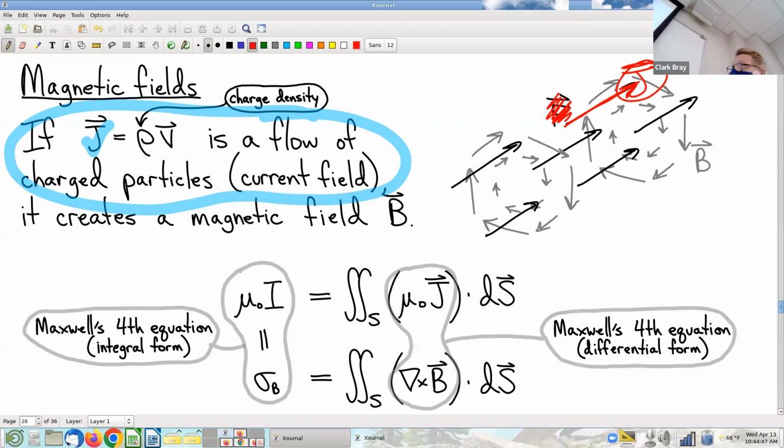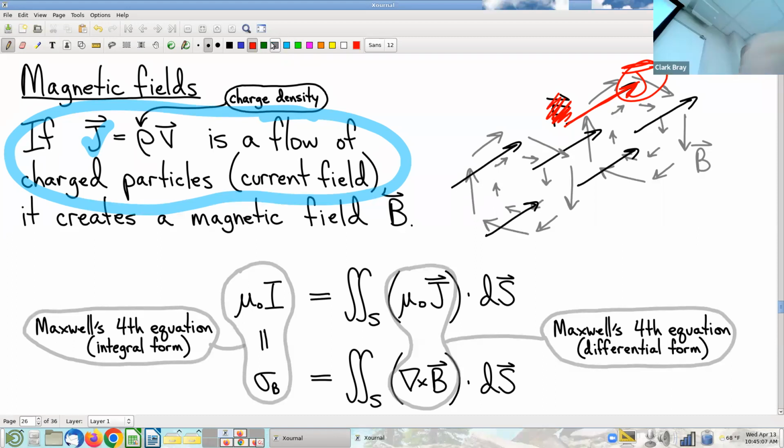Okay. So if you have a flow of charged particles, here's just how the world works. By the way, don't ask me why. Why does the physical world work like this? Nobody knows. This is all empirical. This is observation. There is no why, particularly. But what happens is it creates a magnetic field, right?